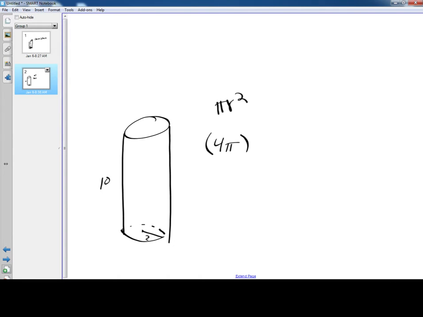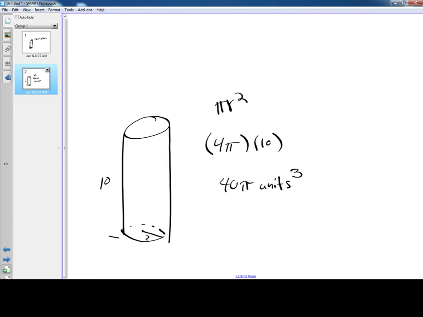Questions on that? To find the volume, all I have to do now is multiply by the height, because all I'm doing is stacking those concentric circles right on top of each other. So I'm multiplying by 10. This would have a volume of 40 pi units cubed. Units cubed. Questions there?